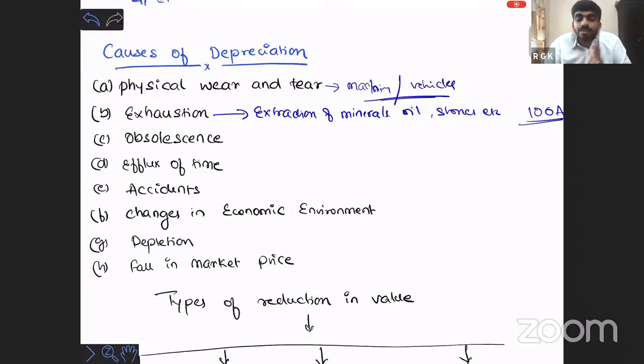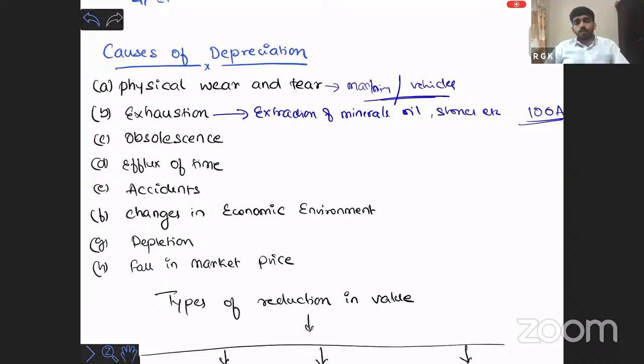Next one, obsolescence. Someone was asking, what is the meaning of obsolescence? Obsolescence means outdating, becoming outdated, out of fashion. So you might have purchased a computer this year with the Windows 10 specification for the organization. Let us say the actual useful life of the computer may be 5 years. You can use the computer for 5 years.